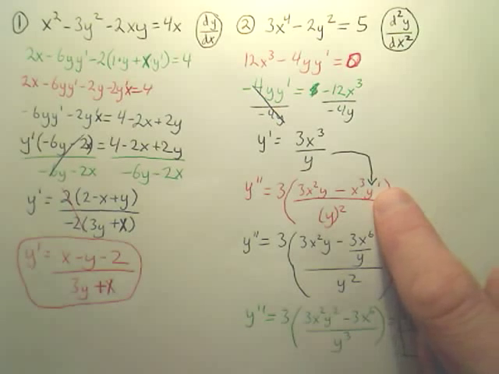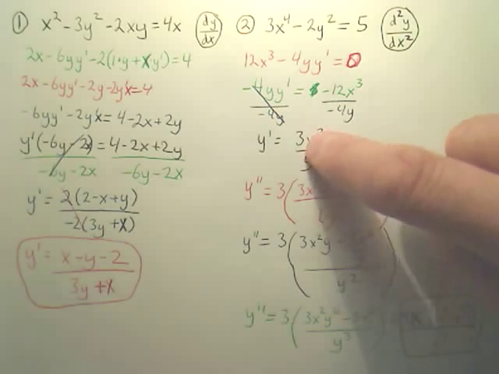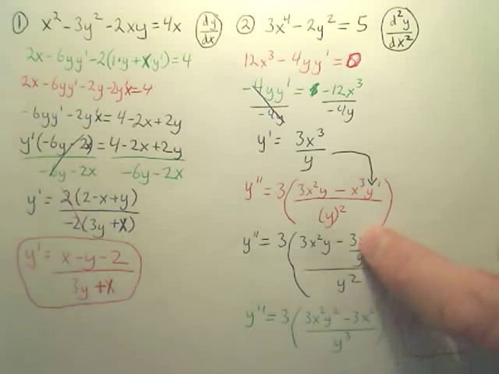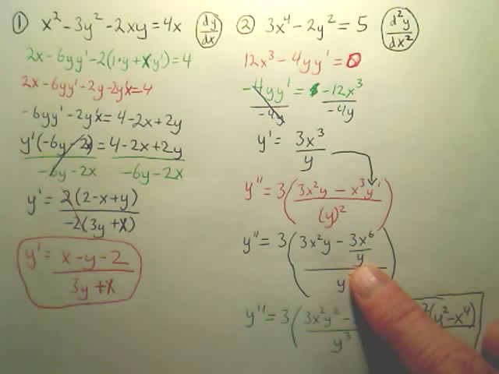But this little y prime has to be replaced with that answer right there. This y prime has to be replaced, so I stuck it right in there. That's where this comes from. Because when you go x to the third times this whole thing, you get 3x to the 6 over y.